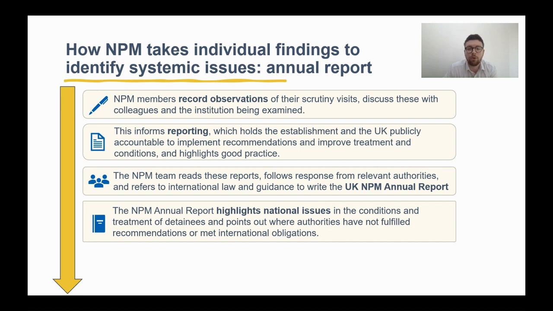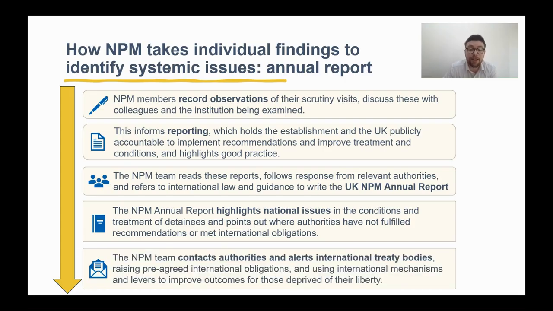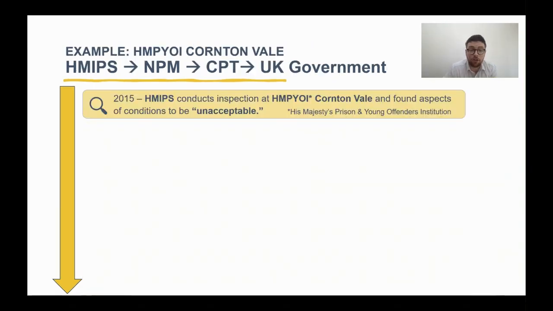The NPM annual report highlights national issues in the conditions and treatment of detainees and points out where authorities have not fulfilled recommendations or met international obligations. The NPM team contacts authorities and alerts international treaty bodies, raising pre-agreed obligations and levers to improve outcomes for those deprived of their liberty. An example in Scotland.